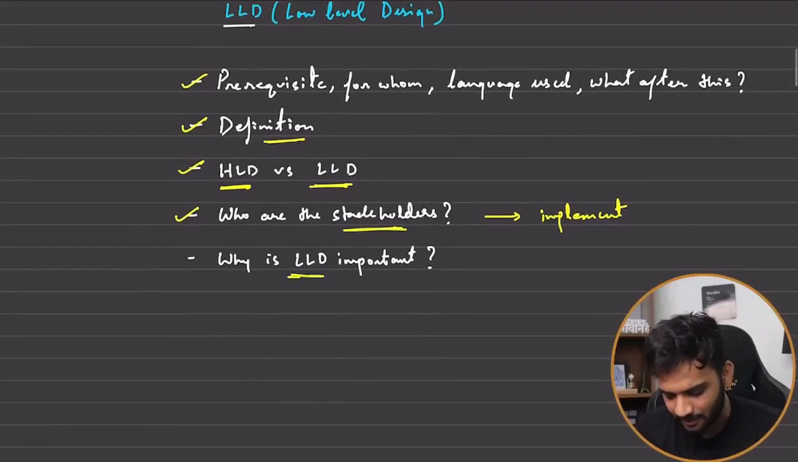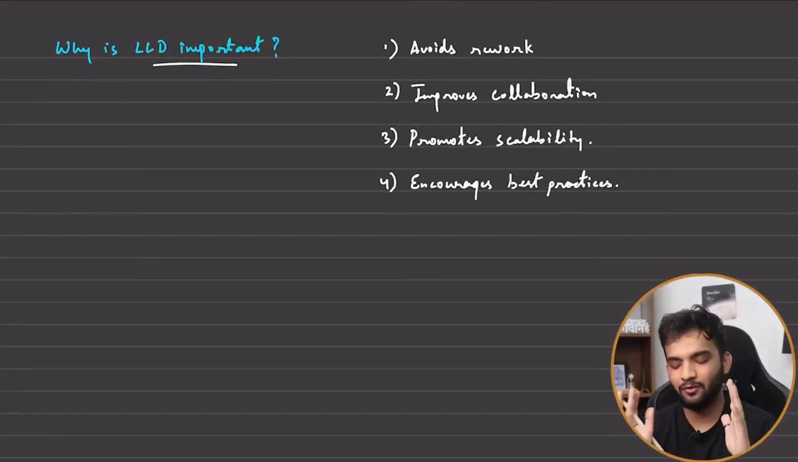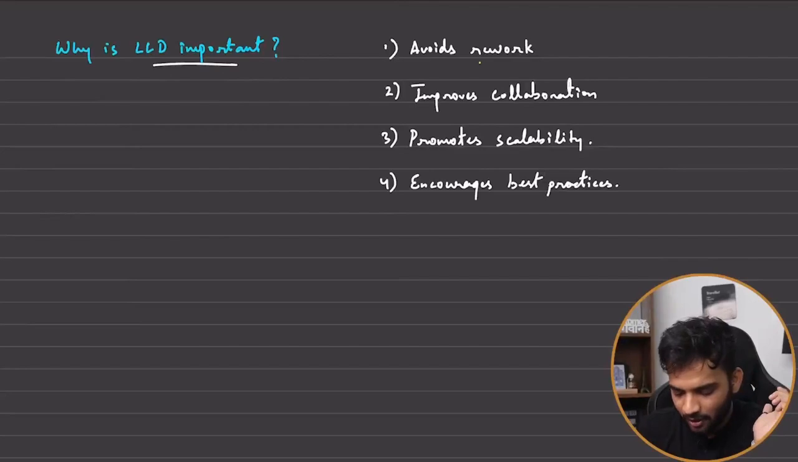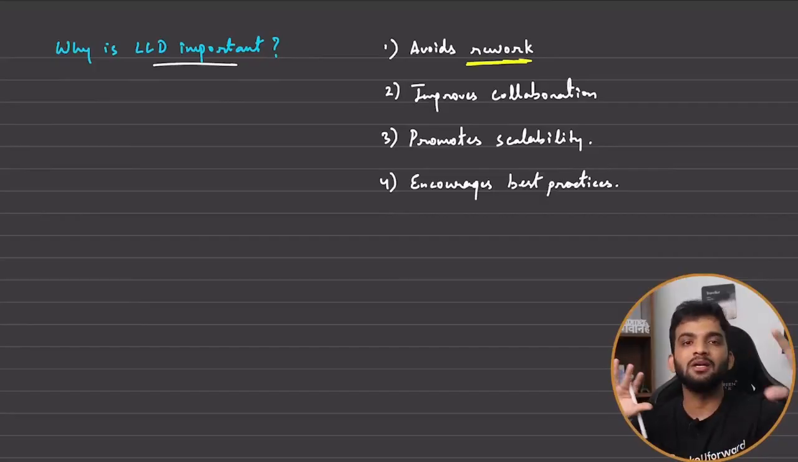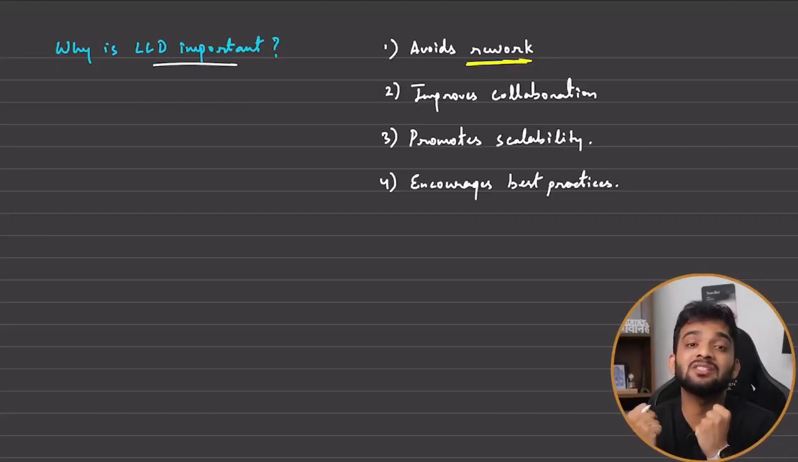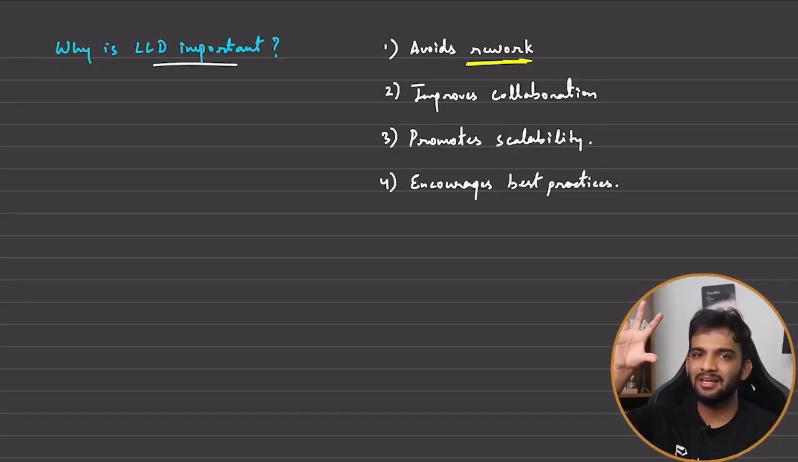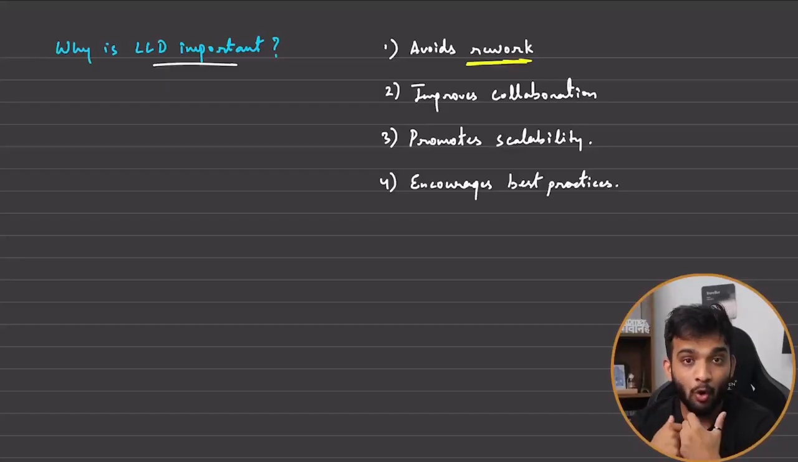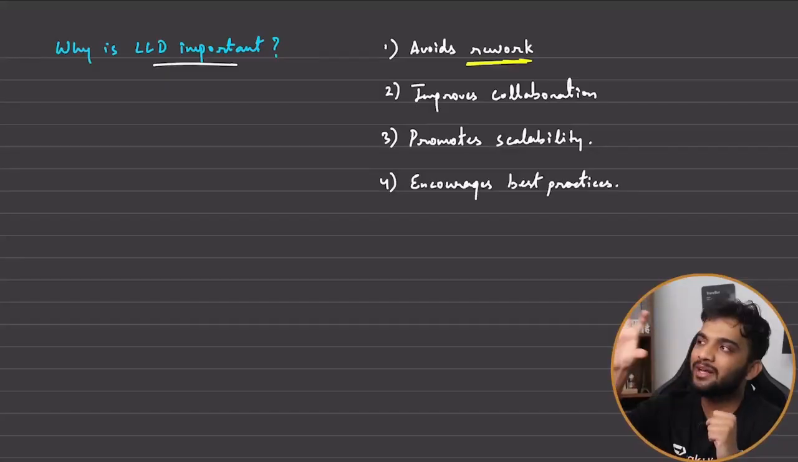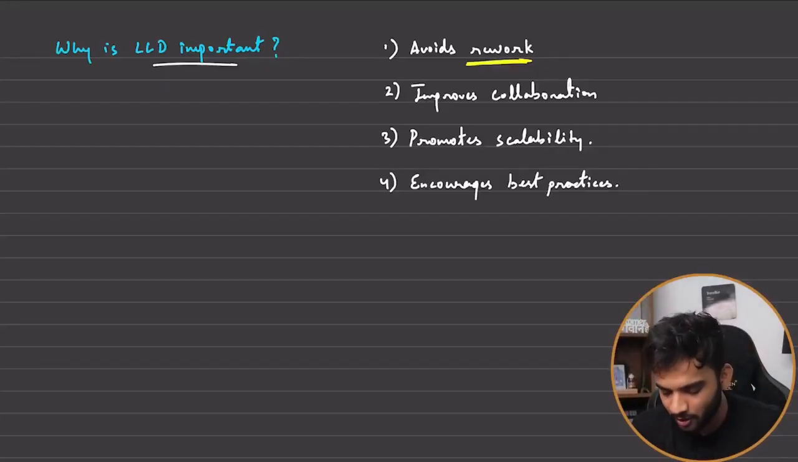Why is LLD important? So I'll scroll it across, and there are certain things that you'll have to keep in mind. It does avoid a lot of rework. Now imagine there is a lot of code which is being used at multiple places. If you can design your system in such a way that the same code that was being used at multiple places is at a single place and everyone else is using it, that will avoid rework, because tomorrow, if you're writing code that requires the same code, you can literally reuse it.